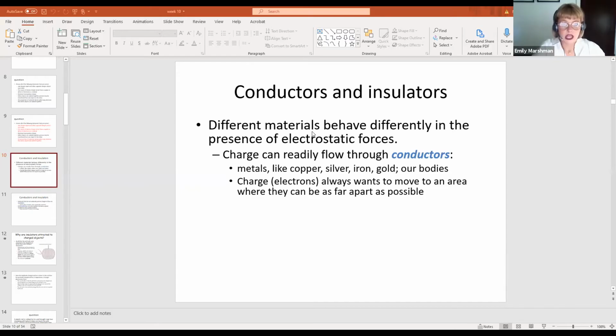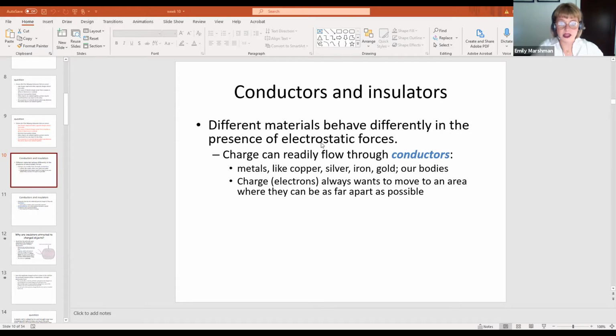Let's talk about different types of materials and whether they are conductors or insulators. So let me bring up my PowerPoint. Okay, so actually, yes, I'm going to share my screen and bring up my PowerPoint. So when we talk about electricity, we often hear the terms conductors and insulators, right? What do those terms mean in physics?